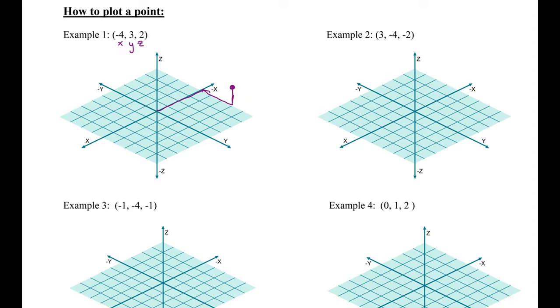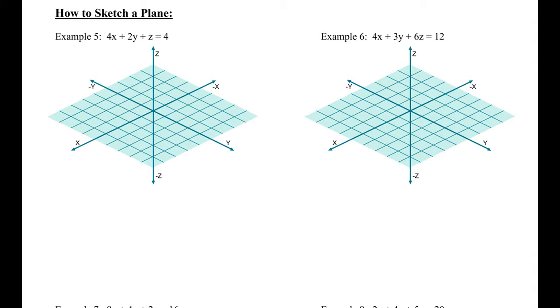Let's see that again with example number 2. Starting at 0, 0, 0, I'm going to travel 3 in a positive x direction. Then I'm going to travel 4 in a negative y direction. And then finally z is negative, and that's the one that goes down at a diagonal. So we go down 1, 2 to get to my point. Please try and plot the point for example 3 and example 4 on your own.